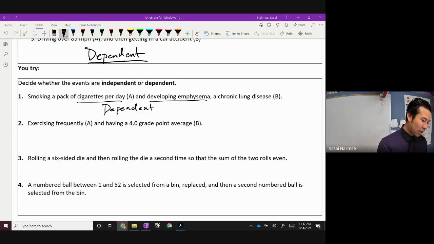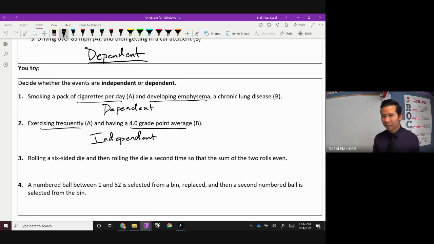All right. Exercising frequently and having a 4.0 GPA. Some people could argue this to be dependent, right? But I'm going to go with independent because that's the general consensus on this one. But I've heard arguments that it is dependent because having a healthy body helps with a healthy mind. So you can see that works out. I can't disagree with that, but I'm going to say independent anyways. They are independent of each other.